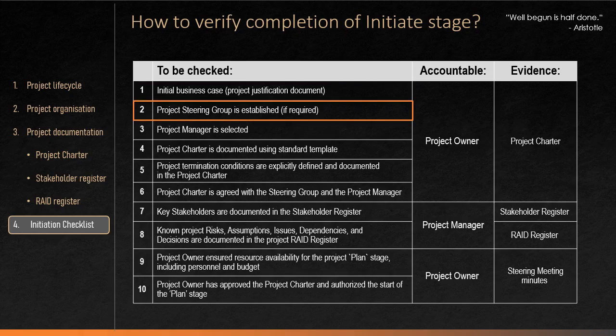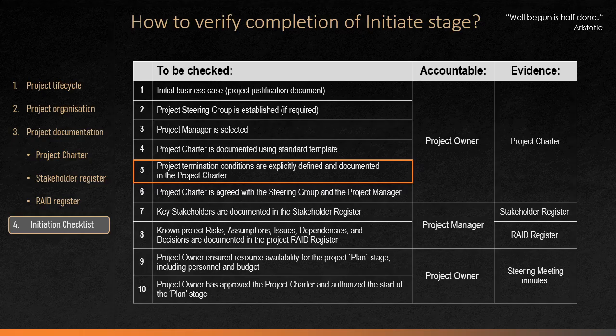Next, a project steering group needs to be established to support the project owner in directing the project. But if the project is simple and quick, perhaps the project owner can do governance by himself. So the steering group in this case does not need to be created. Then the project manager has to be selected and the project charter document needs to be created using a standard template.